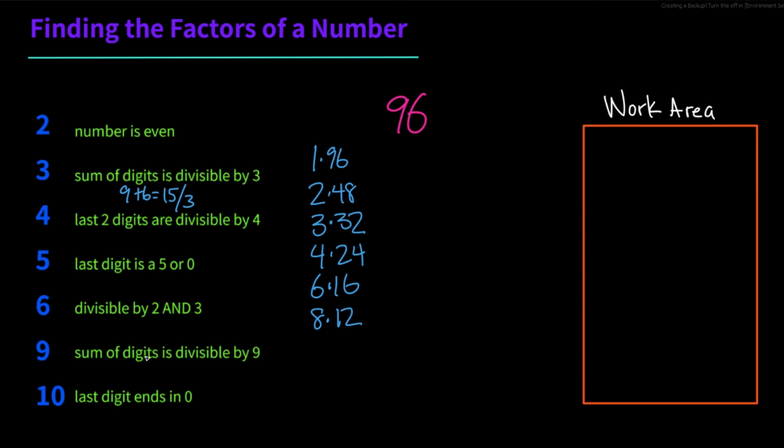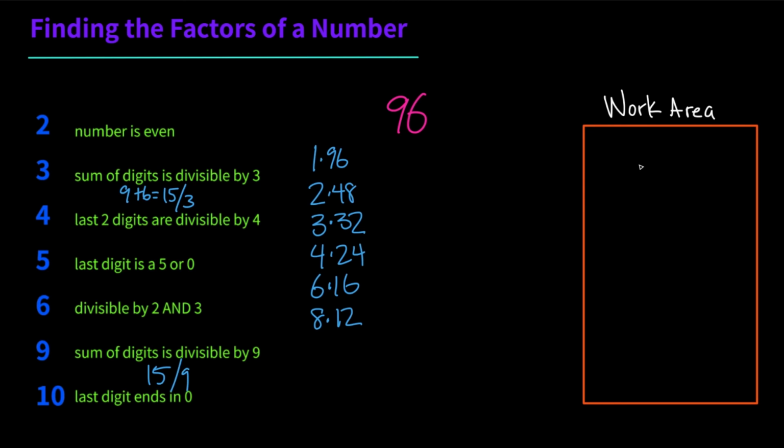Let's check to see if it is divisible by 9. We already did the work for adding the digits. Is 15 divisible by 9 evenly? It is not. We get a remainder of 6. We move to 10. This number ends in a 6, not a 0, that means it is not a multiple of 10. We're not done yet. These are our divisibility rules. We still need to check for 11. If we know multiples of 11, 9 times 11 is 99. We have 8 times 11 is 88. 96 is not a multiple of 11.